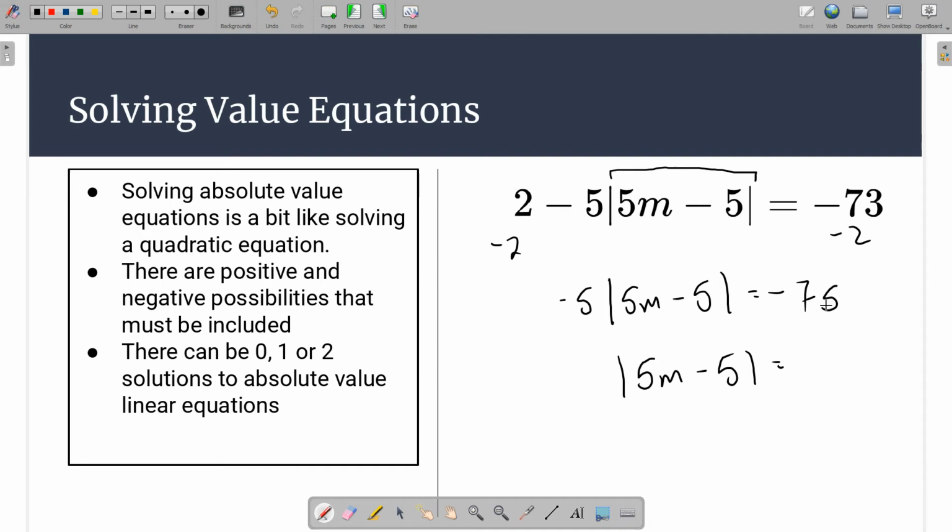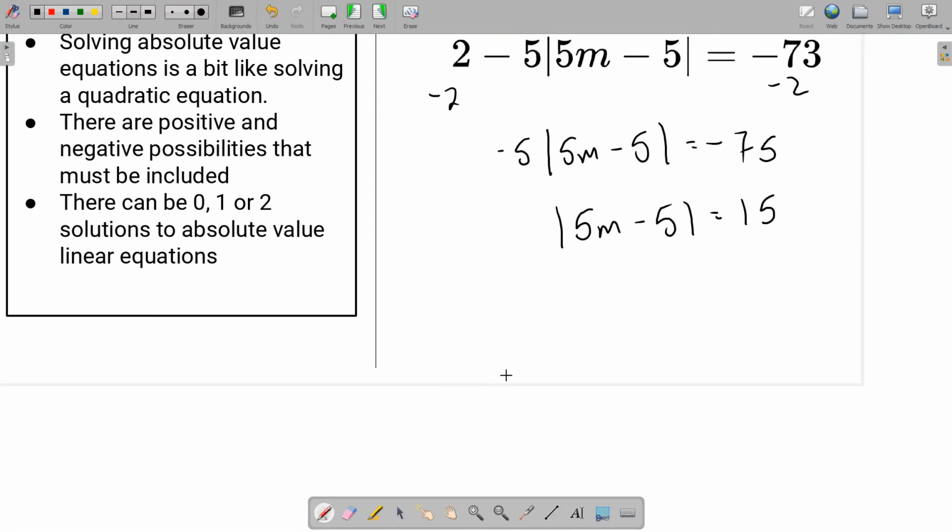And then what's that going to be? 12 and 3 is 15, so positive 15. Now, this is where things are a little bit different. So I have to remember that the absolute value of a number always outputs to a positive.